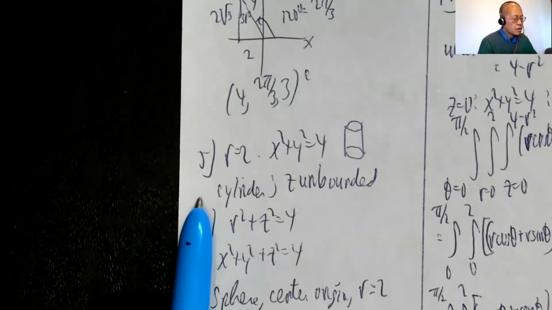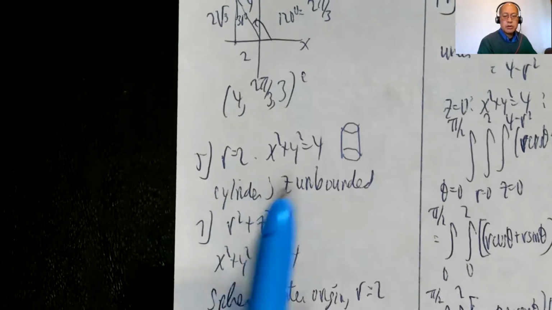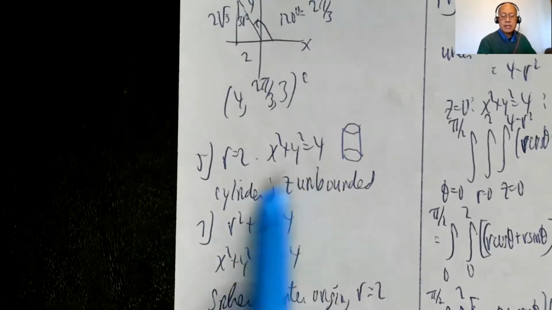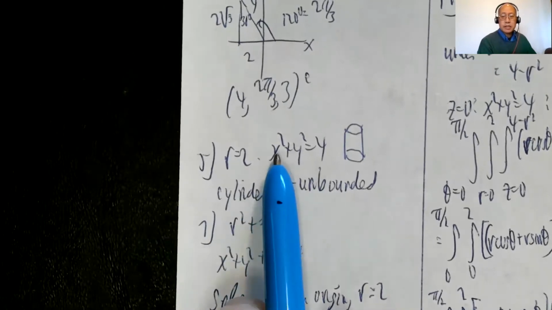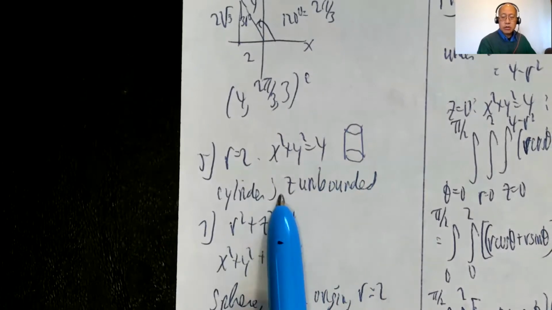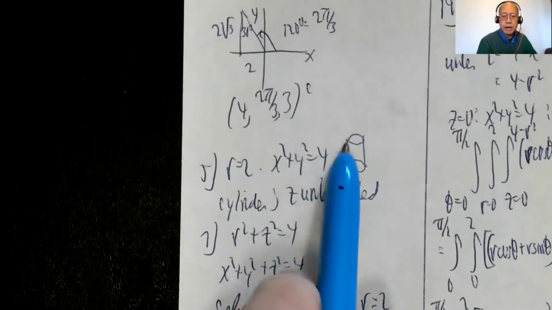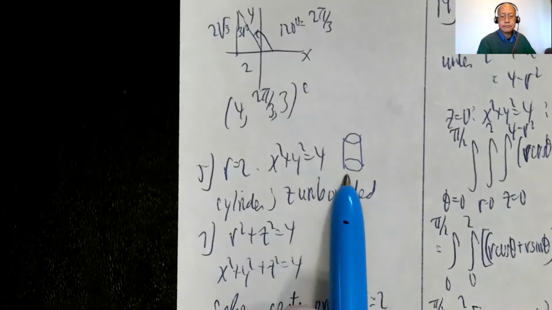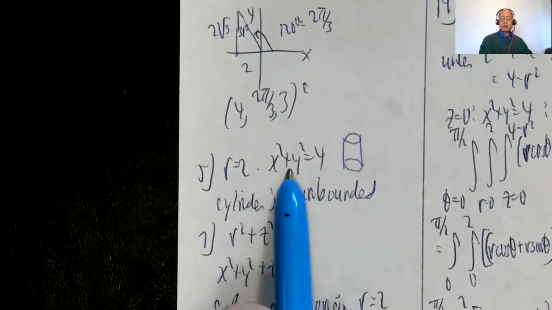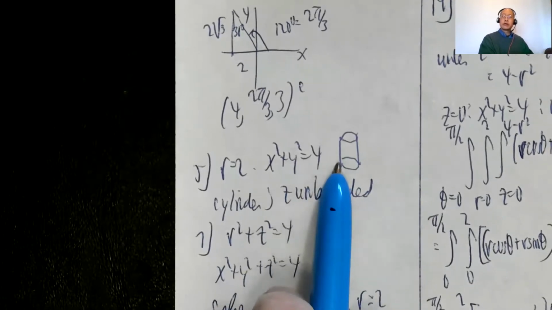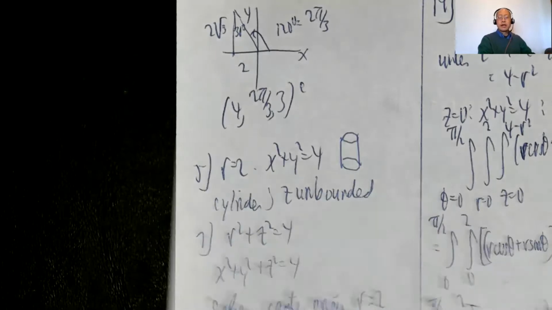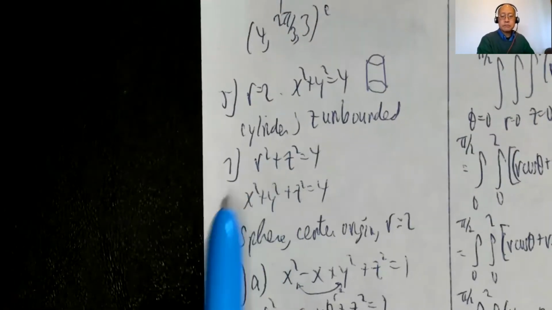Okay, number 5, r equals 2. That's x squared plus y squared equals 4. Okay, that's the shape of a cylinder, because x squared plus y squared equals 4 is a circle, and then z has no limit, so z is unbounded. It just goes up and down as much as you want. Think of your normal x squared plus y squared equals 4 circle, center at the origin, radius of 2, and then z can be 1, 2, 3, 4, negative 1, negative 2, anything that you feel like after that.